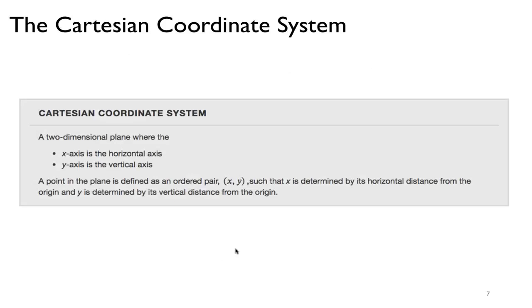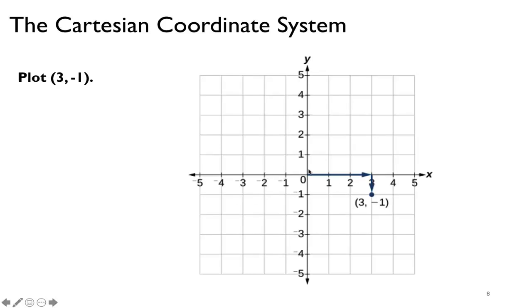Any point on this plane is defined by an ordered pair, x comma y, where x is the distance as measured by the x-axis from the origin, and y is determined by the vertical distance from the origin. The origin is this point right here, the middle point, 0, 0. For example, if I want to plot 3, -1, then 3 is the horizontal distance from the origin. Because it's positive, I go right, 1, 2, 3. -1 is the vertical distance on the y-axis. Because it's negative, I go down. So here's the point 3, -1.